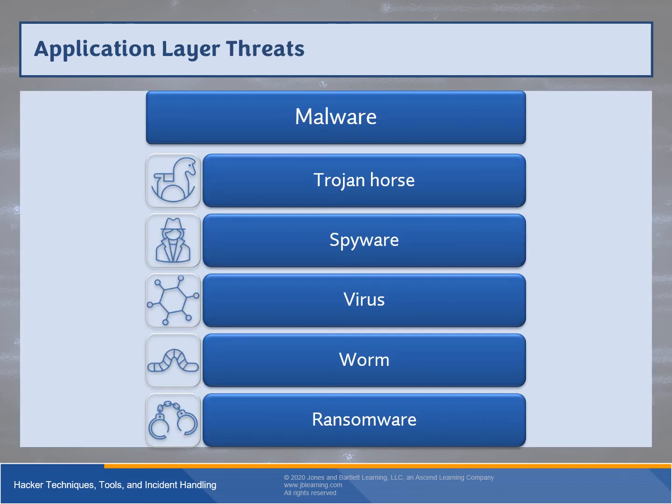Some application layer threats that we might see would be things like malware. There's several different categories that we deal with. We've got viruses, worms, spyware, Trojan horses, and ransomware. Remember, the key difference between a virus and a worm is that a virus cannot propagate on its own, whereas a worm can. Worms can be remotely controlled.